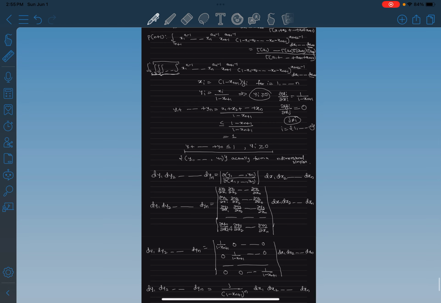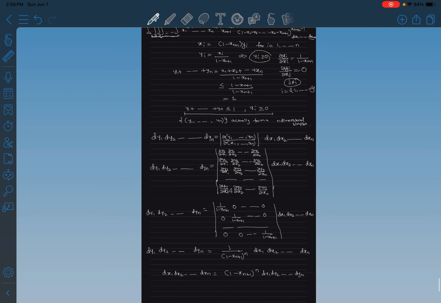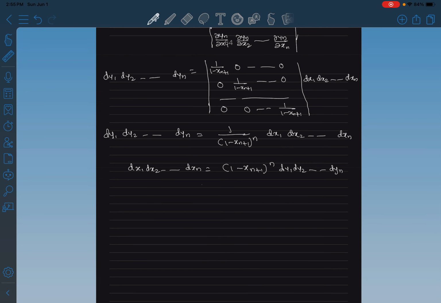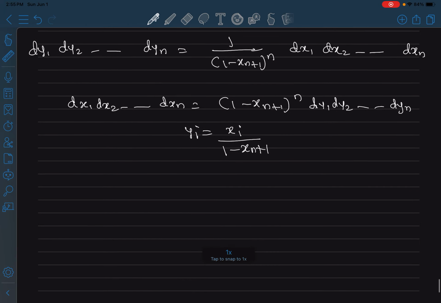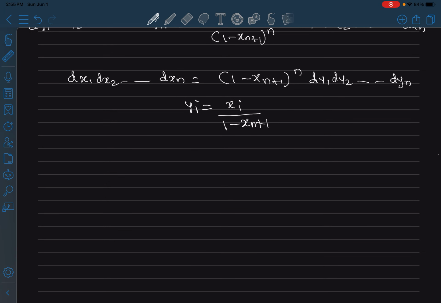Now we know how the domain changes, we know how the differential changes, and we can substitute the variables. The substitution is yi equals xi by 1 minus xn plus 1. Our domain, as I already told you, is that xn plus 1 will still go from 0 to 1 for this dxn plus 1. And for all this dy1 up to dyn, this will now be our domain of the nth simplex, right?